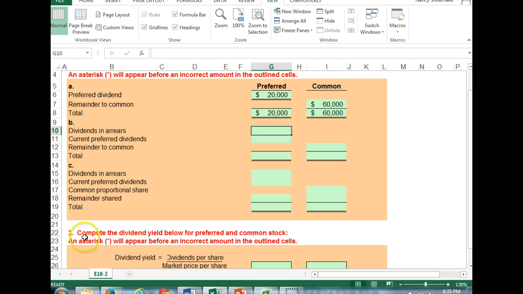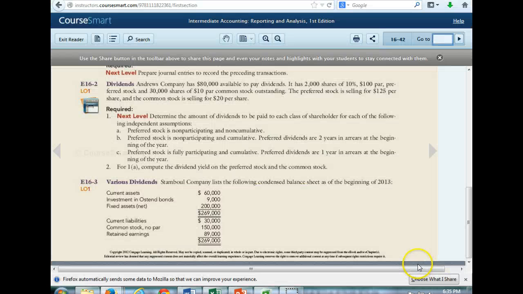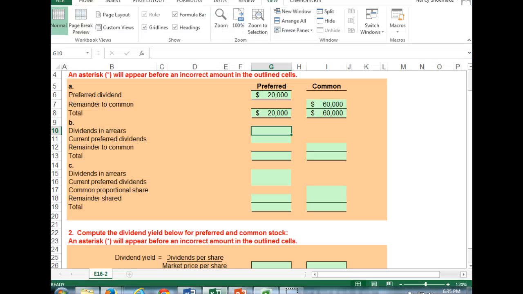B says preferred stock is non-participating and cumulative. Preferred dividends are 2 years in arrears at the beginning of the year. So what does that mean we need to do? Dividends in arrears, 2 years in arrears, so 40,000 is in arrears. We would have 20,000 right now, which would give 60,000. How much does that mean we've got available for common?